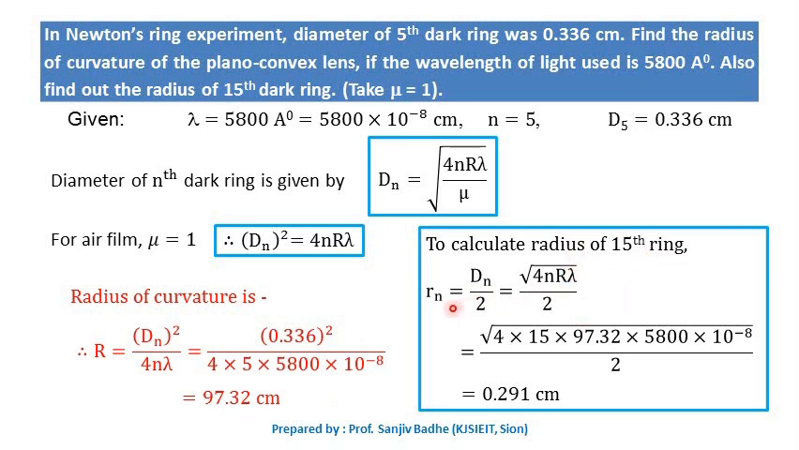Once we get the radius of curvature, we can substitute this in the relation for the radius of the 15th dark ring. Radius of the nth dark ring is given by dn upon 2, that is equal to square root of 4 n r lambda upon 2. So here n is given as 15 because we want to calculate the radius of the 15th dark ring. R we have just now calculated to be equal to 97.32. Lambda is given to us as 5800 into 10 raised to minus 8. So we can calculate the radius of the 15th dark ring as 0.291 centimeters after calculating this.